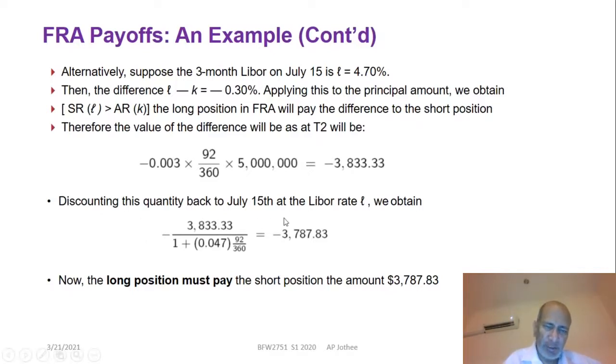Discounting this back to July 15, same like what we did just now. We discounted at 4.7% now instead of 5% because that is the effective rate now. 92 divided by 360 plus 1, that is the dividing factor, that is the discounting factor. So you get minus 3,787.83. The long position must pay the short position the amount 3,787.83. Are you all confused now? Hopefully not confused. So we can try some of the exercises in tutorial later.